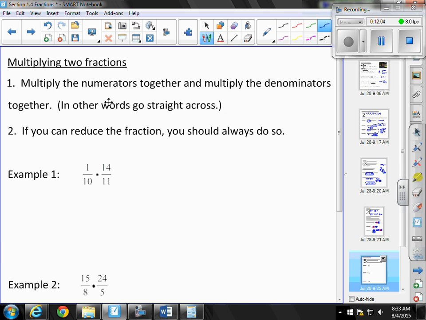When you multiply two fractions, you want to multiply the numerators together and multiply the denominators together. In other words, go straight across. And we always want to reduce our fractions.